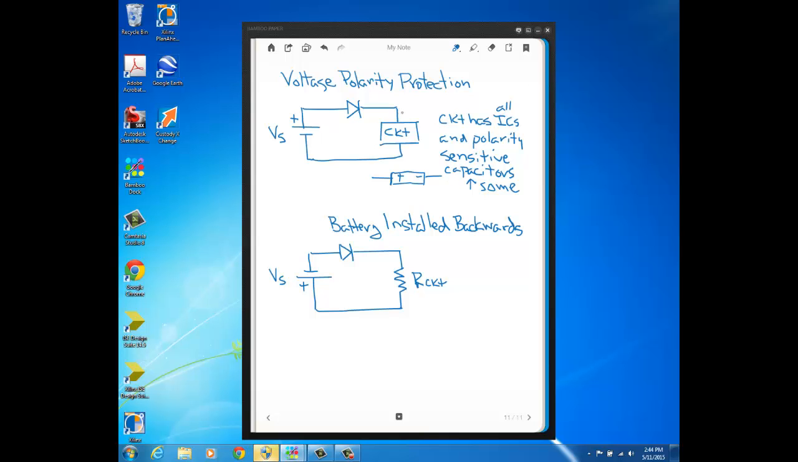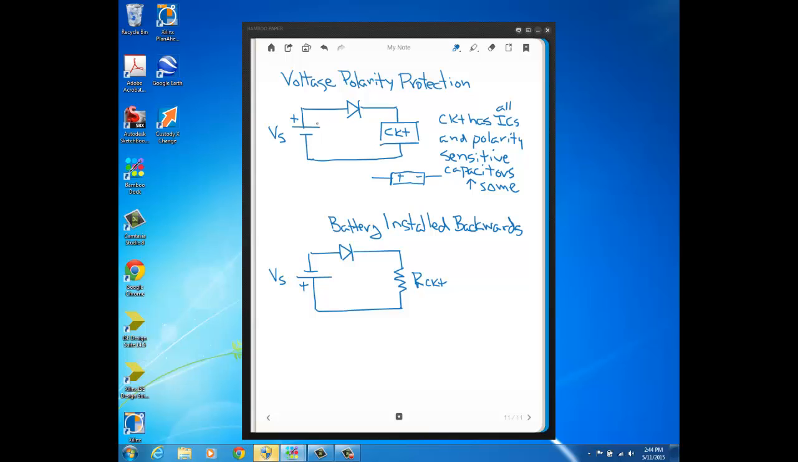So if we look at this diagram here, okay, this circuit has some ICs and capacitors in it, and it's connected up to a voltage source through a diode. And you see this diode is going to provide voltage polarity protection. And the way it does it is, let's say that the polarity of this voltage source, as shown, is the correct polarity for the ICs and the capacitors that are within this circuit.